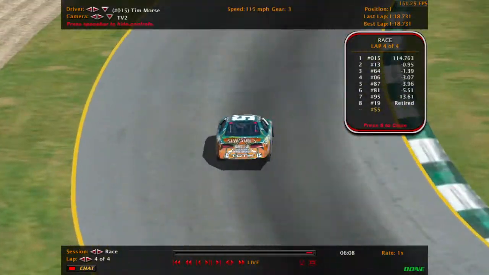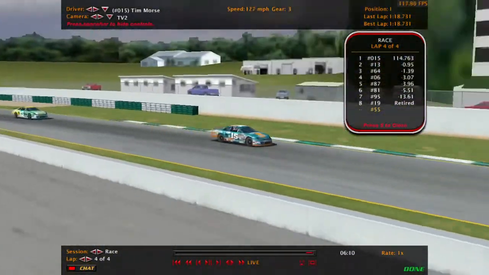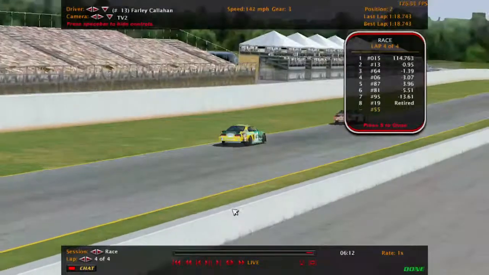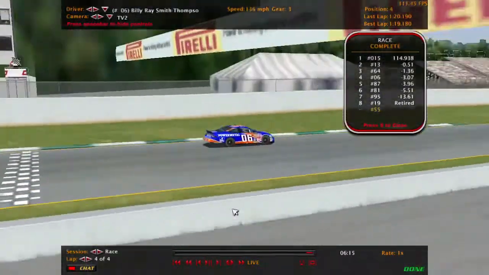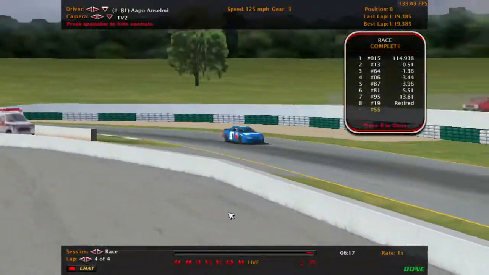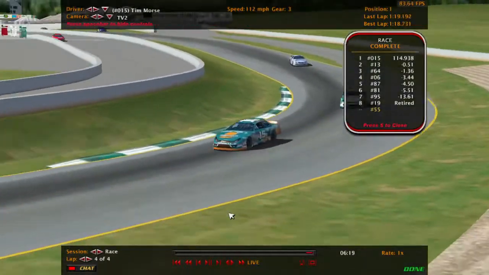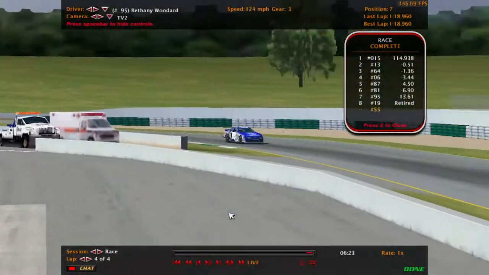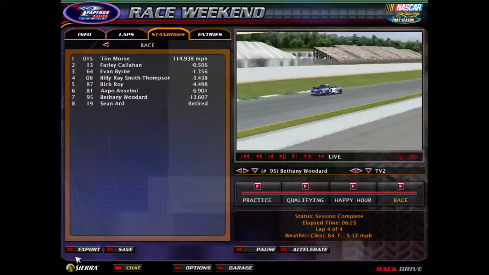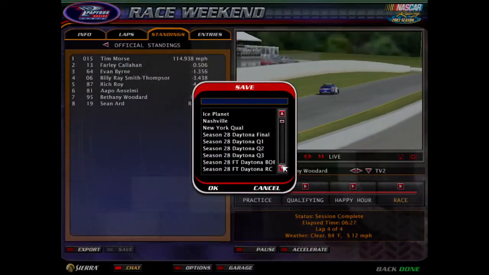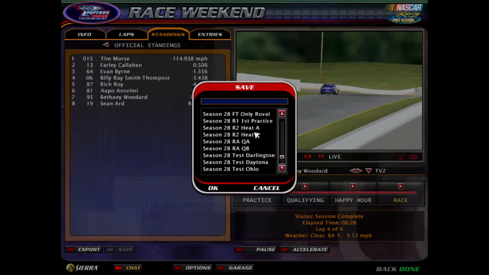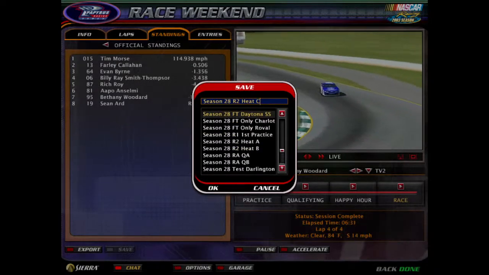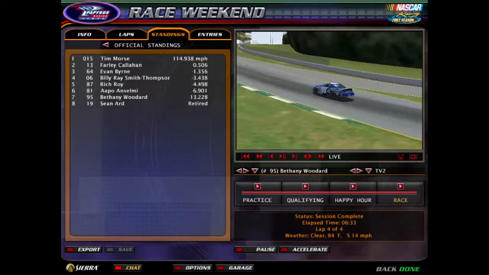Oh, they retired the 19 car. And Tim Morse wins it. Callahan qualifies, Byrne qualifies, Smith-Thompson qualifies, and Rich Roy qualifies. And Selmy, Woodard, and Ard all will not make it. So we will now export this. And your results are as follows.